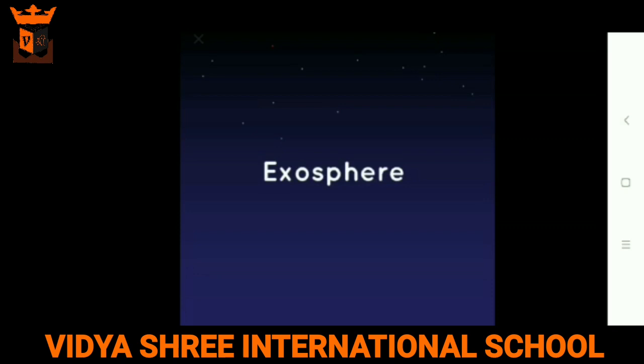Now the exosphere. The uppermost layer of the atmosphere is known as the exosphere, and this layer has very thin air. Light gases like helium and hydrogen float into space from here.